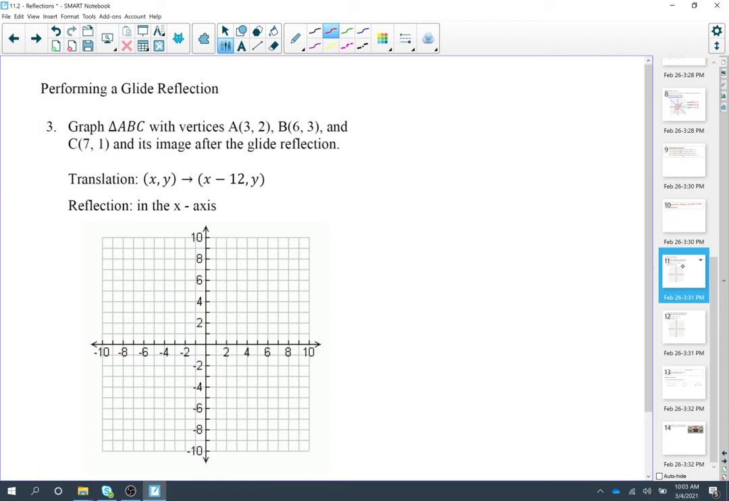Performing a glide reflection, example 3, graph triangle ABC with the given vertices and its image after the glide reflection. So A, B, C. A is starting at 3, 2. B is starting at 6, 3. And C is starting at 7, 1. And then dotted line.